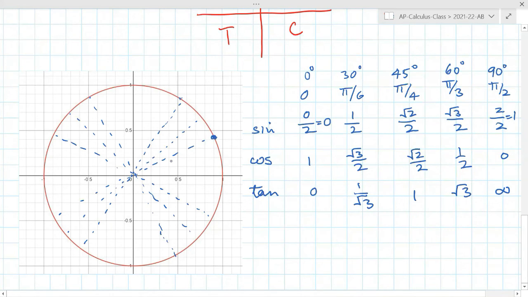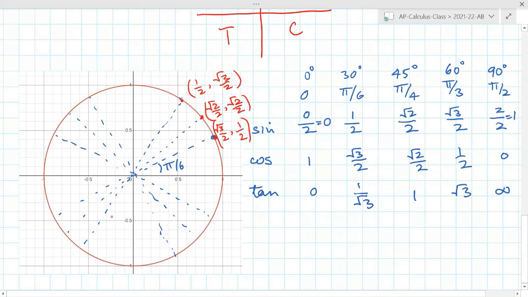What are the coordinates of this? This is pi over 6. Okay, what is cosine pi over 6 from this table? Root 3 over 2 is the x coordinate and the y coordinate is 1/2. And for pi over 4, root 2 over 2 and root 2 over 2. And for pi over 3, 1/2 and root 3 over 2. Right? So you see everything is positive here.